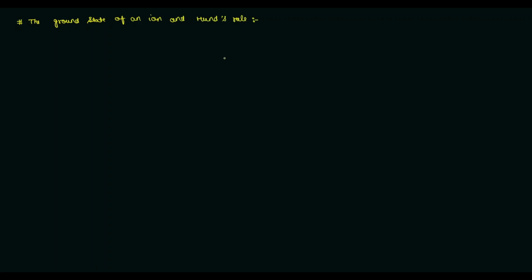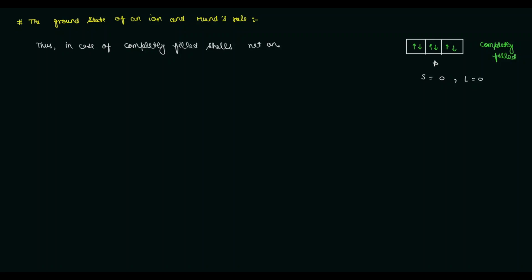Now a typical atom contains many electrons. A lot of these will be in the filled shells which have no net angular momentum. Like in the case of this particular p orbital, all the cells are completely filled. So in this case, the net spin angular momentum value is 0, as well as the net orbital angular momentum value will be equal to 0. So thus, in case of completely filled shells, the net angular momentum is 0.